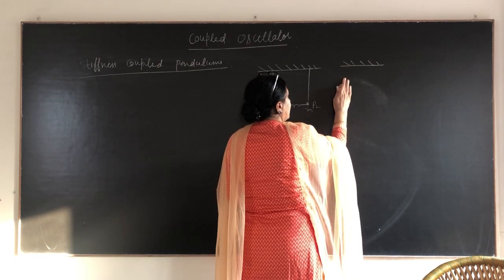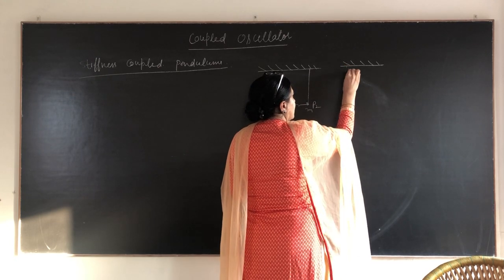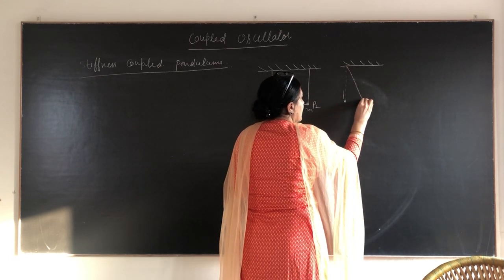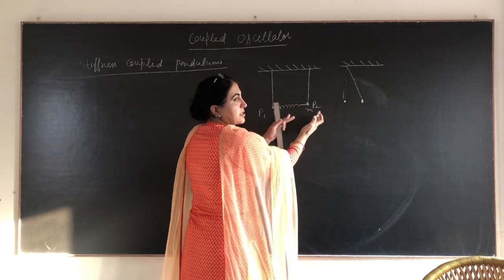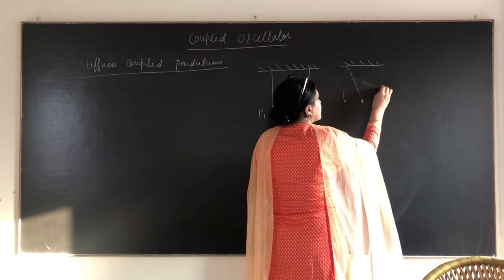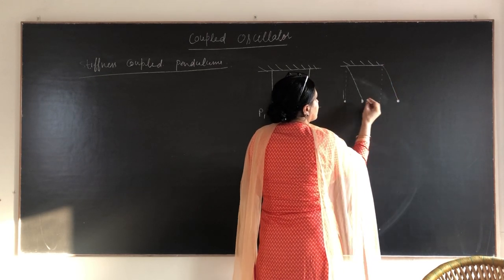This is its mean position like this. Now it is disturbed from this, and this is here, and when this disturbs, this also. So this is its equilibrium position. Now this disturbs, this is its disturbance.